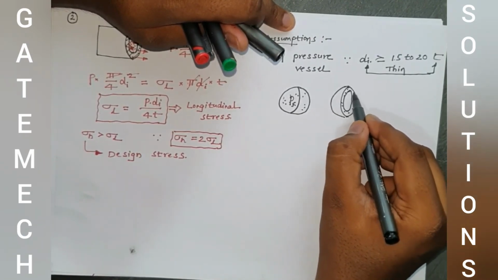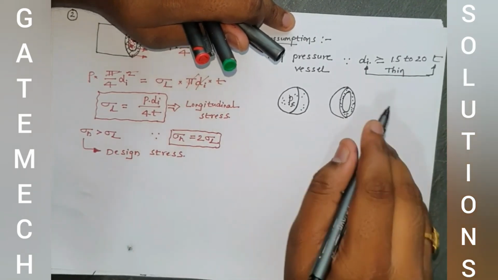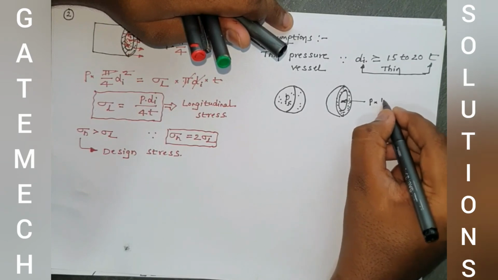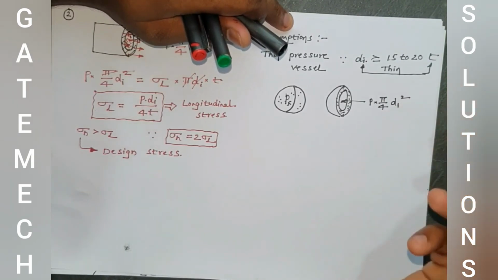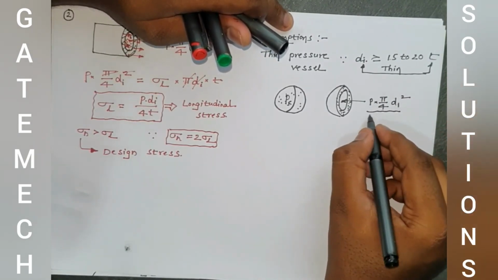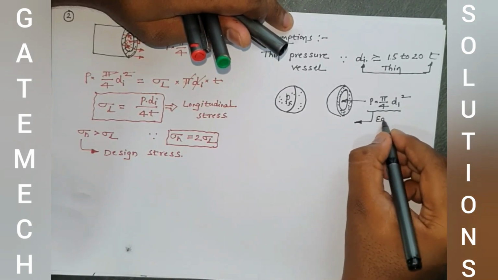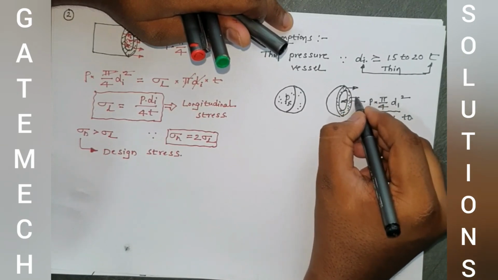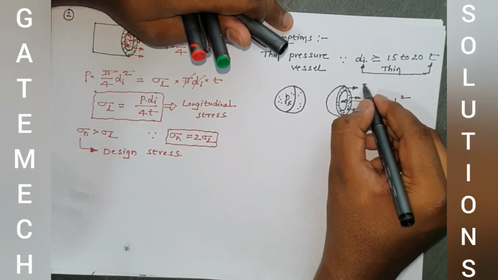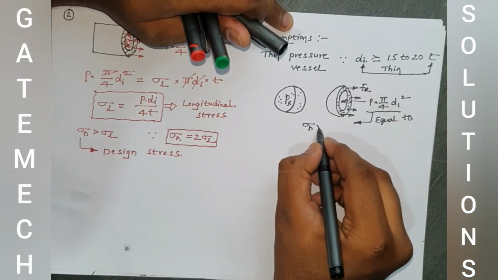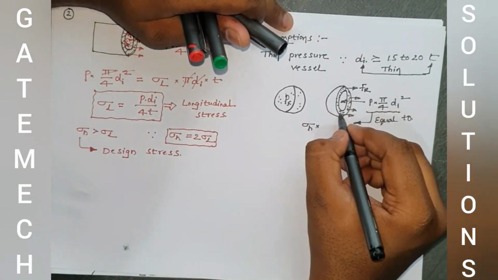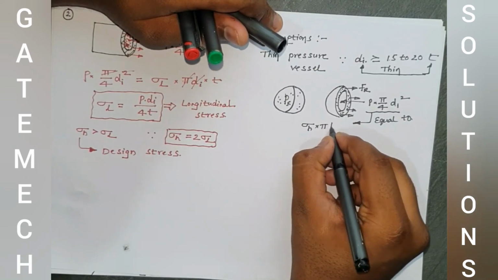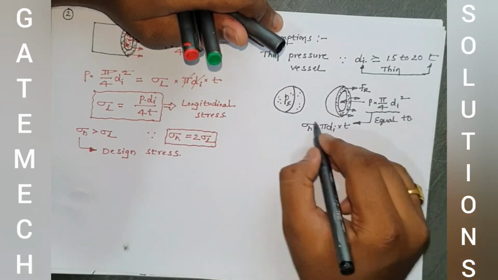In any direction, you will only get a circumferential failure. In a similar way, the pressure force is P multiplied by pi by 4 di square, and the resisting force is given as sigma H multiplied by the area which will resist the failure, which is circumferential length multiplied by thickness, so pi di multiplied by thickness. These two are exactly equal for the equilibrium condition.